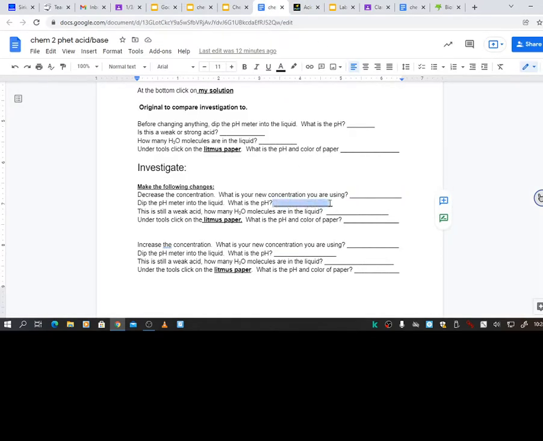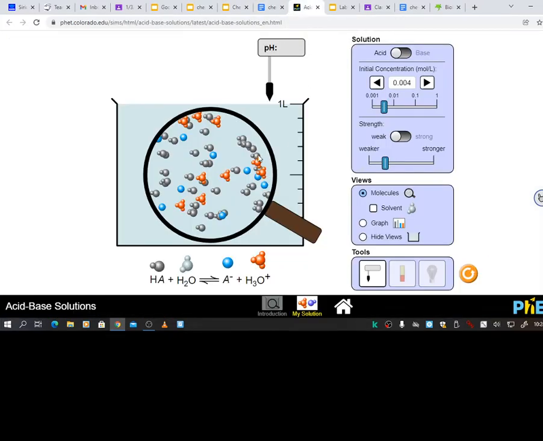I'm going to do the pH meter. What is the pH? Now yours might be different. You may have done a different concentration. Now to find my H3Os, I'm going to count 1, 2, 3, 4, 5, 6, 7, 8, 9. There are 9 of them. You can see as my concentration goes down, I lose more and more of them. 1, 2, 3, 4, 5, 6, 7. So it just depends on where your concentration's at.